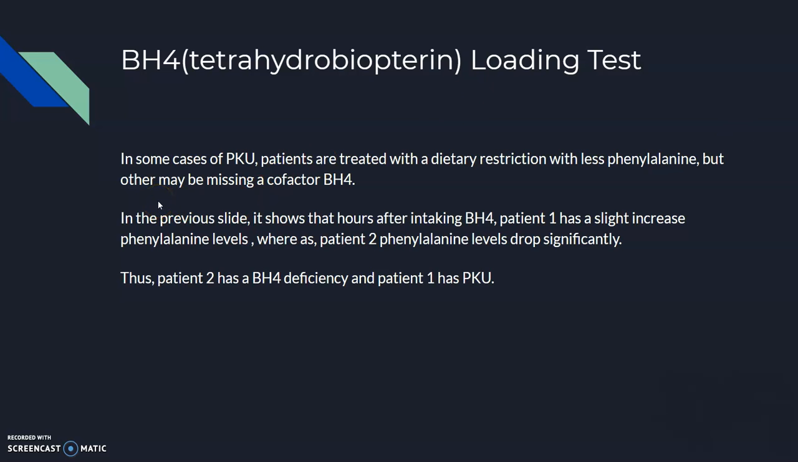So in the previous slide, we showed again the patient has a slight increase in phenylalanine. Patient 2 has phenylalanine levels drop significantly. So patient 2 has a BH4 deficiency, not PKU. This is because once they gave BH4, you see the drop in the patient's phenylalanine levels for patient 2. Whereas for patient 1, when they administered BH4, there was no change, and instead there was actually a slight increase because phenylalanine levels tend to increase.